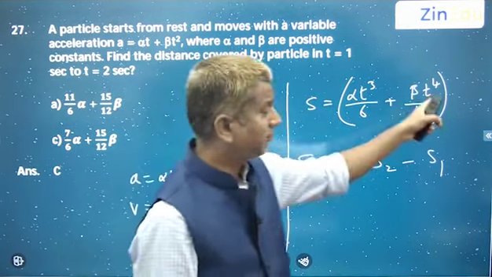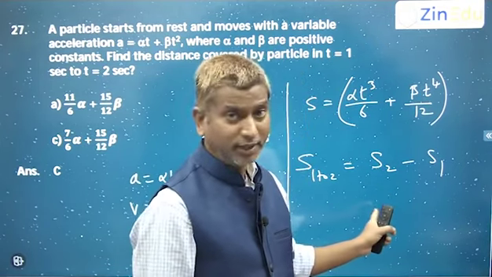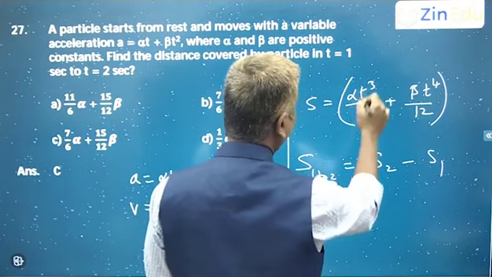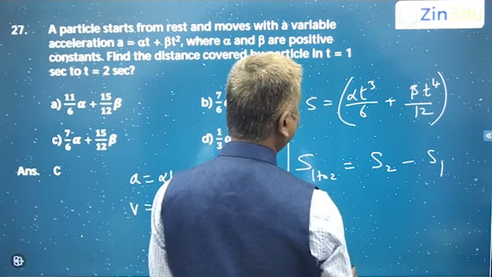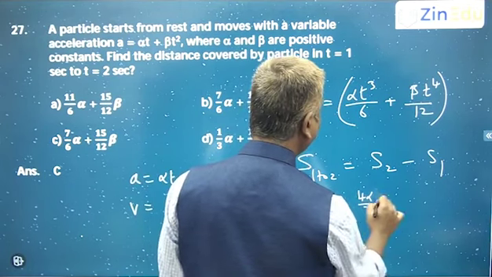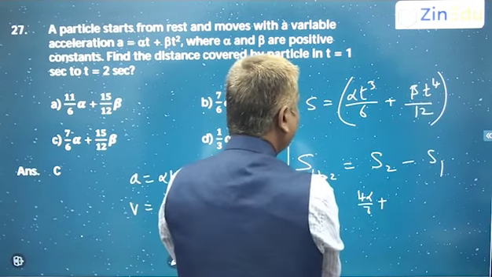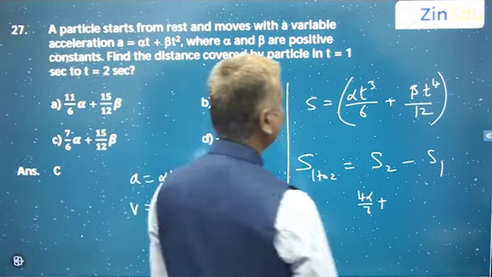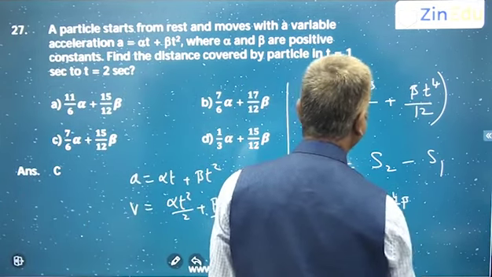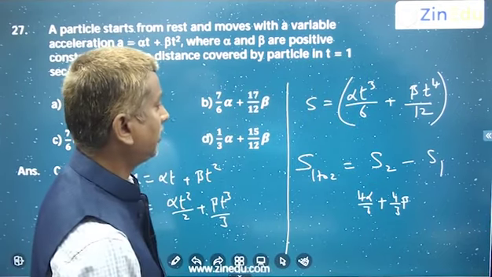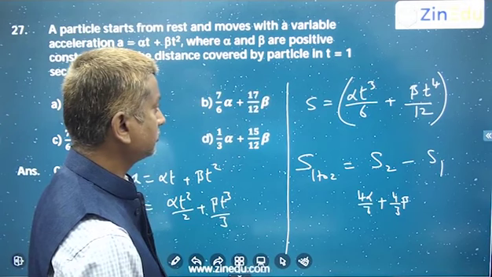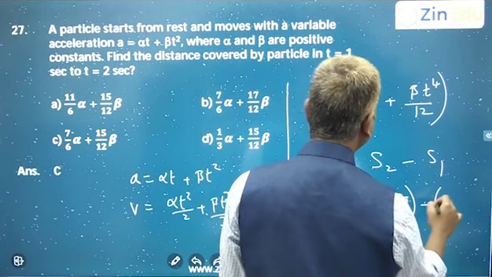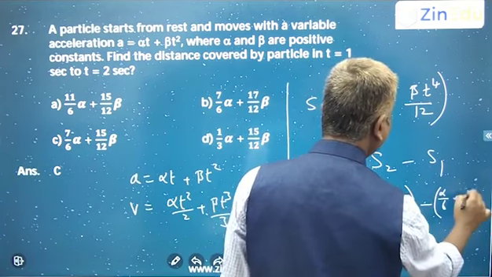Substitute 2 in place of time and you'll get one relation, minus the one where you substitute 1 in place of time. If you substitute 2 here, 2 cube is 8, 8 by 6, so that is 4 by 3. So 4 alpha by 3 plus, you substitute 2 here, this is 16 by 12, which is 4 by 3 beta. When you substitute 1, you simply get alpha by 6 plus beta by 12.